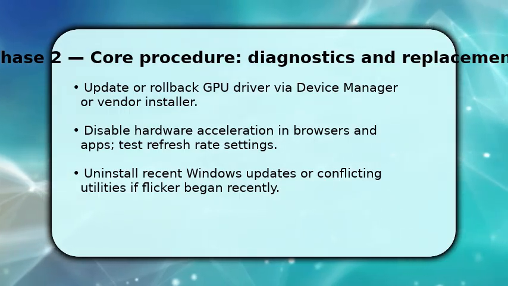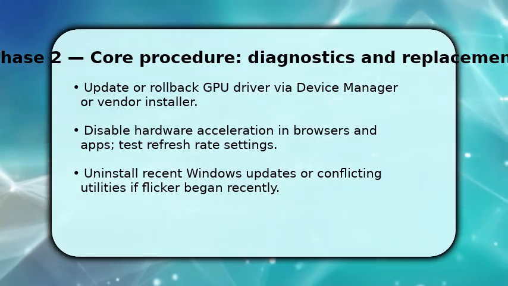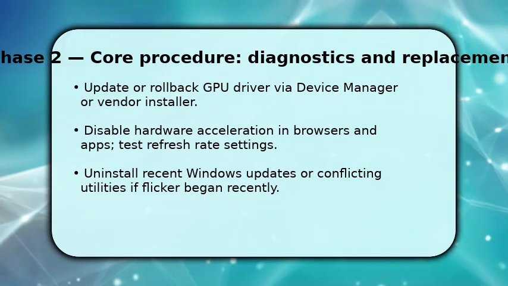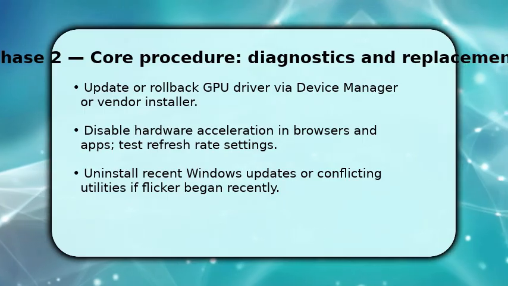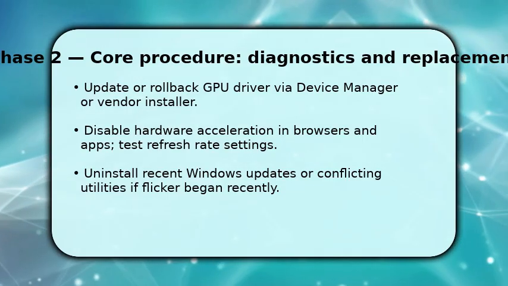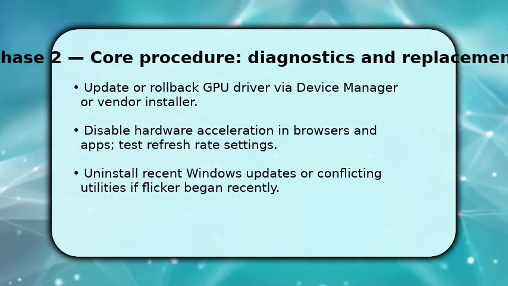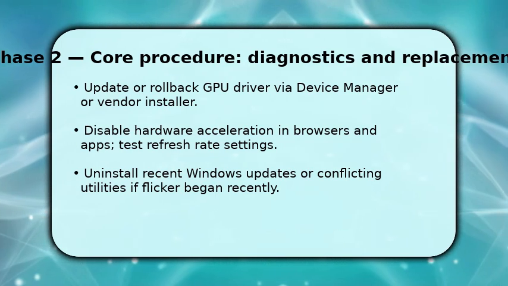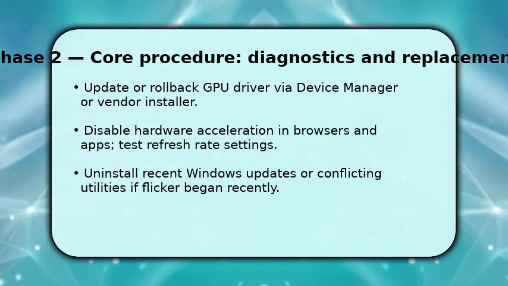Then, open Display Settings and confirm the recommended refresh rate. Make sure it matches the panel, not 16:9 scaling confusion. Disable hardware acceleration in browsers and heavy apps to test whether rendering is causing the flicker. If the issue began after a Windows update, consider uninstalling that update as a diagnostic.